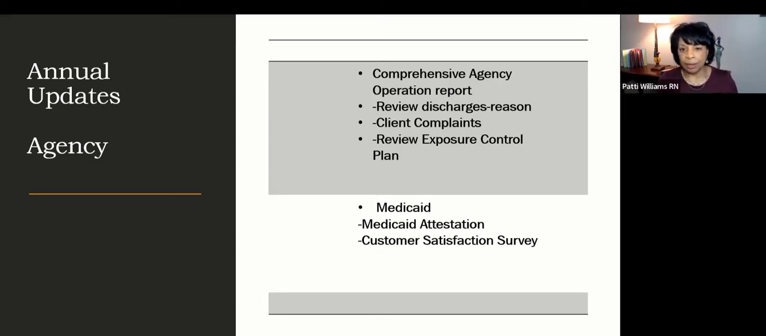In the time of COVID, you need to be reviewing your exposure control plan. And that would be if your employees are exposed to any type of infection, COVID, whatever, there should be an exposure control plan in your policies and procedures that you review and make sure that you have a plan to handle those as they come up. As I mentioned, all of this should be in your policies and procedures.